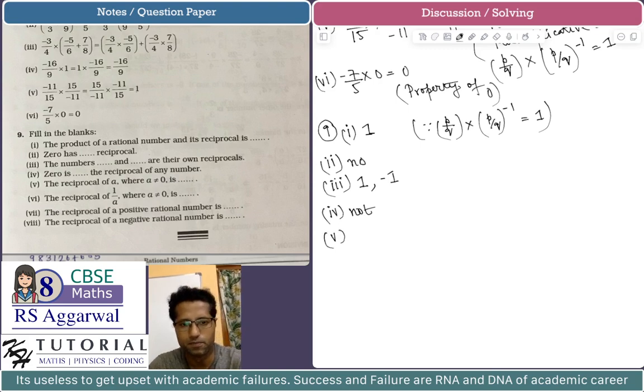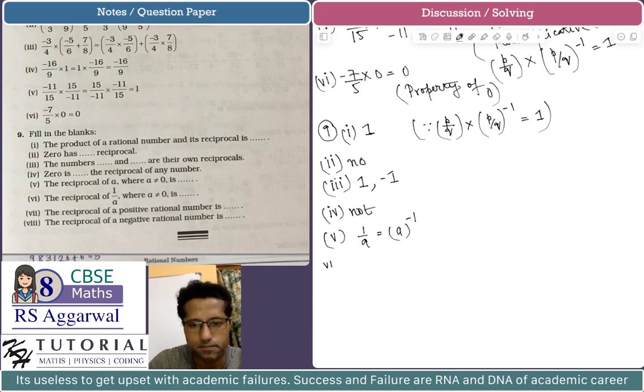Part 5. The reciprocal of a, where a is not equal to 0, is 1 by a, which is denoted by the notation a to the power minus 1. This is the notation, a to the power minus 1, but the actual value in the form of a rational number is 1 by a.